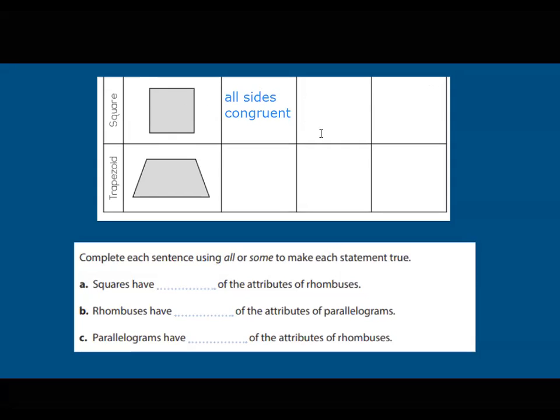All right, what about parallel sides? So yes, our top and bottom are parallel, and the left and right are parallel. So we have two pairs of parallel sides. And last, we need to look at right angles. Do we see right angles in our square? Yes, because a square has four right angles.